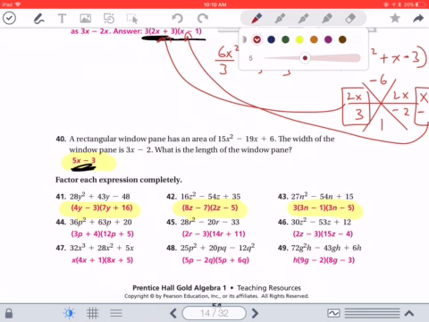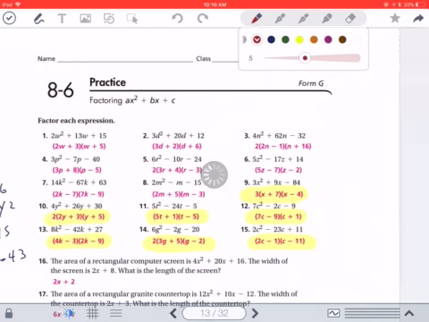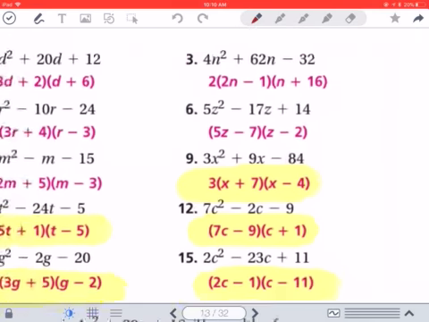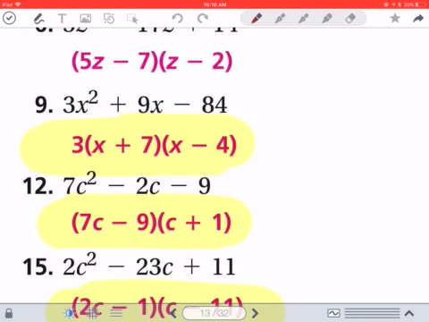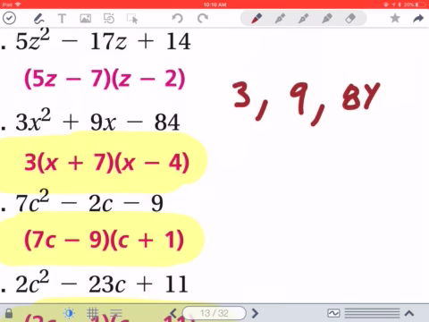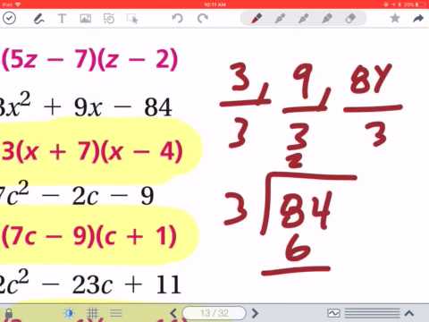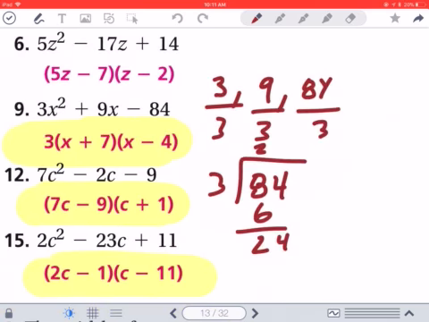All right, let's try a couple of these. Let's do one where we have to factor something out. Okay, so let's do number 9. If I look at the numbers 3, 9, and 84, these are divisible by 3, I know that. And then if I check this one, this is also divisible by 3. You can use a calculator to quickly check it. So I would get 2 there, 6, 24, and I would get 28. So 84 divided by 3 is 28.